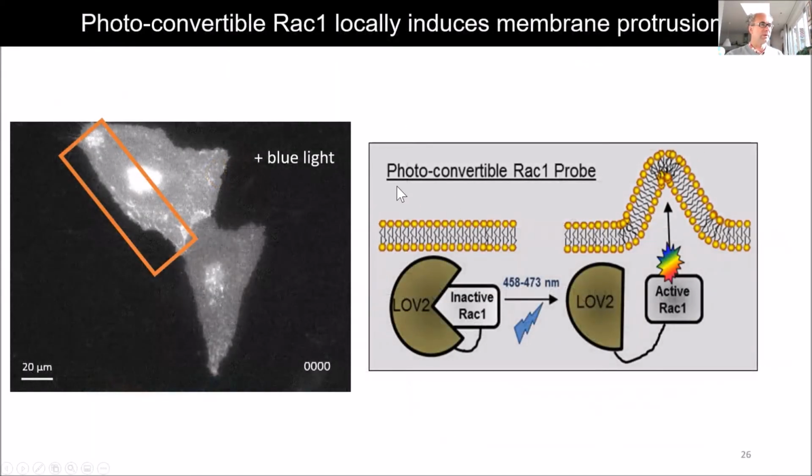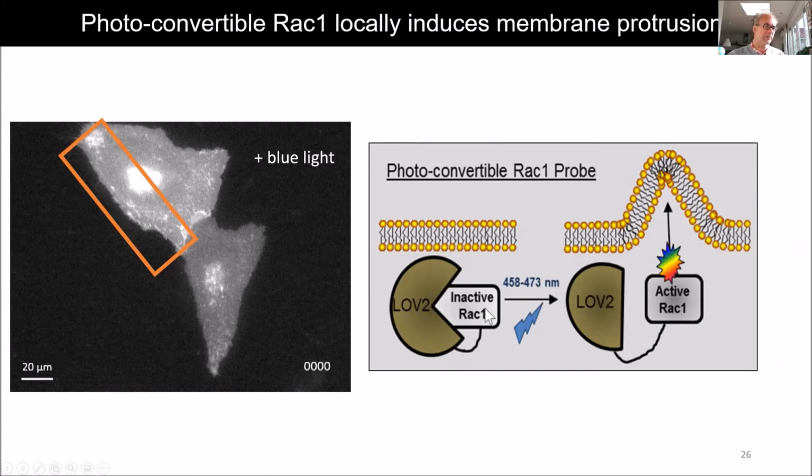So we thought about a method to do that, and we came up with the photo-convertible Rac probe. This probe is linked to the LOV domain. The LOV domain is light sensitive for its activation and is isolated from plants, and it's the reason why plants actually grow toward the light. So we have a Rac protein that is coupled to the LOV domain, and normally this would keep the Rac protein inactive. When you then activate with the proper wavelength, the LOV domain opens up and the Rac protein is released and thereby exerts its action at the membrane, for instance.